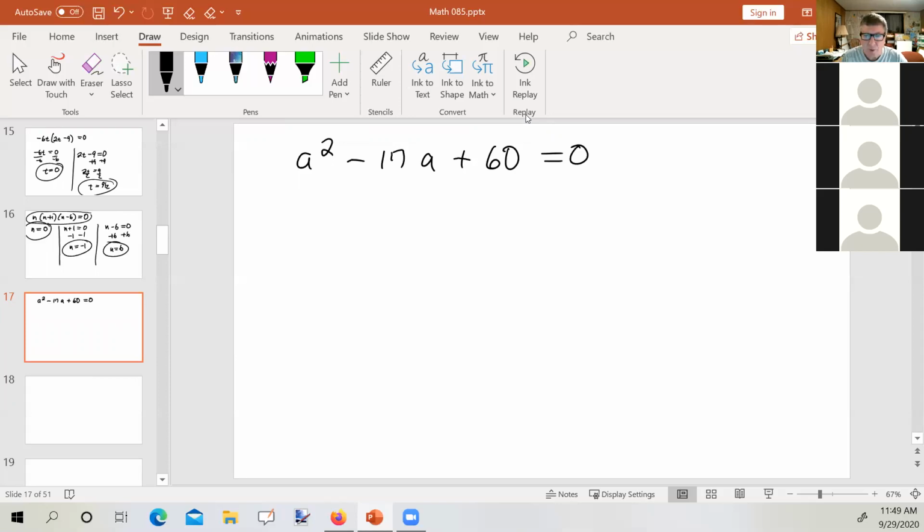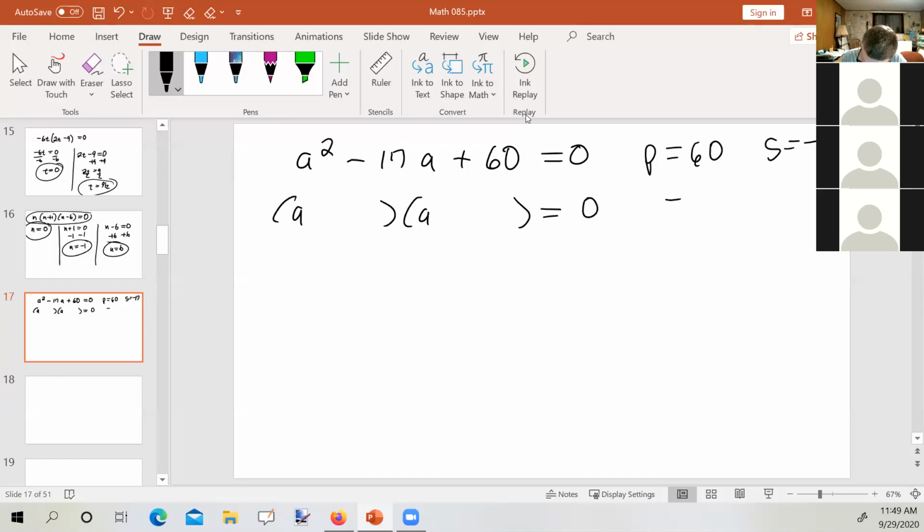All right. So now we're going to factor the side that is not 0. It's a trinomial. It doesn't have a greatest common factor. It's not a perfect square. It has a leading coefficient of 1. So I'm going to break it apart, a and a. It has a product of 60 and a sum of negative 17. Since the product is positive, we've got to have two positive or two negative factors. Since the sum is negative, we've got to have two negative numbers.